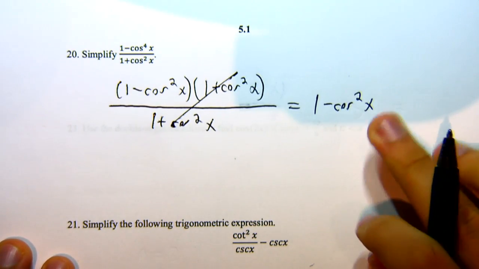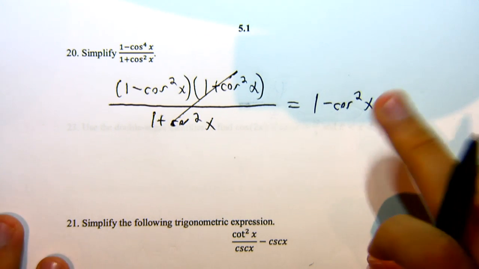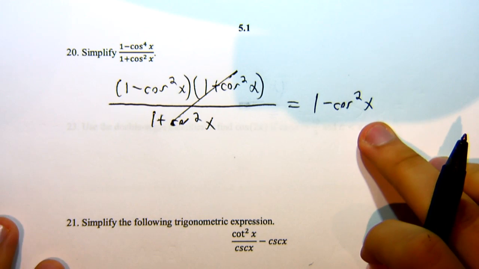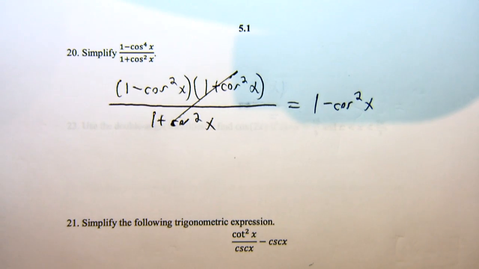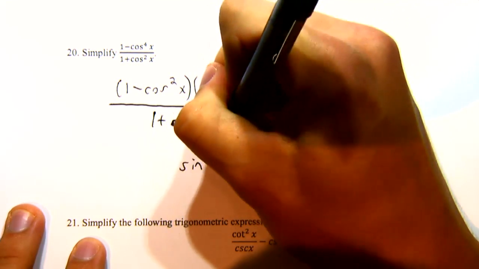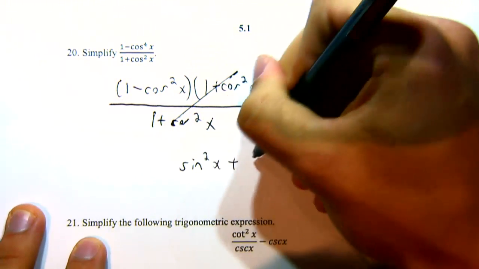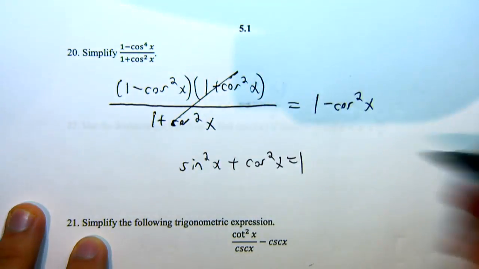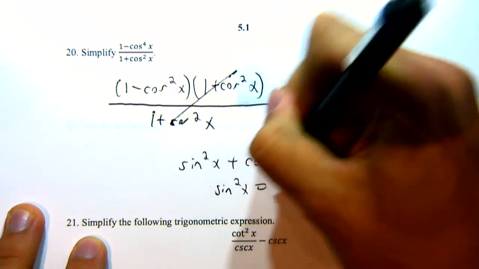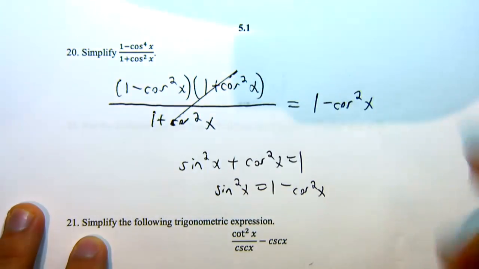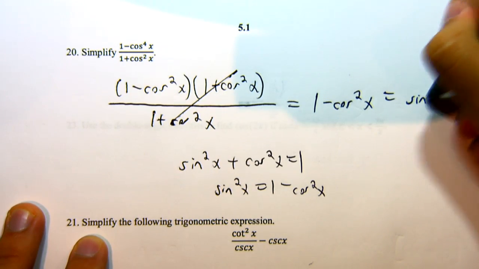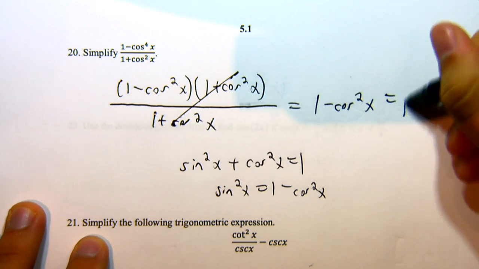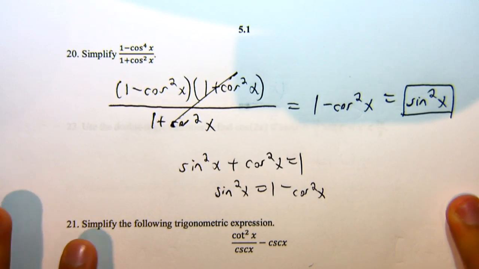Is that the final answer? No? So what would the answer be? Sine? Alright, good. So we're using the Pythagorean identity, right? So we know that sine squared x plus cosine squared x is equal to 1. And then when you subtract cosine squared x, you get 1 minus cosine squared x. So our answer just ends up being sine squared x. Alright, good job.